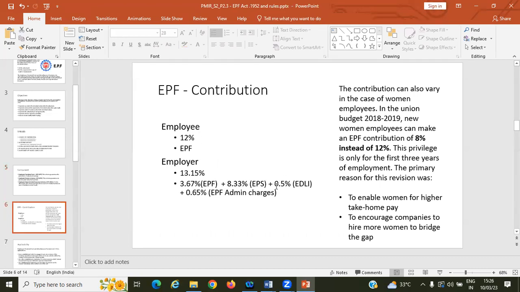And you see 0.5% is going to the Employees' Deposit Linked Insurance scheme, EDLI. There was a question on this. So there is nothing contributed from the employee to this. And the remaining percentage is going to admin charges, paperwork. So everything is given by the employer. Employees are giving only PF.